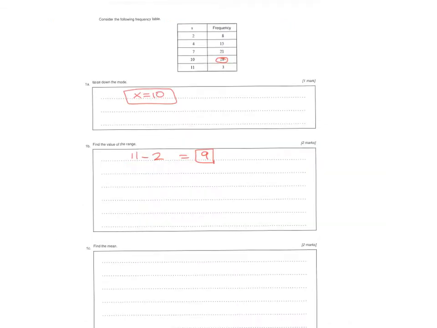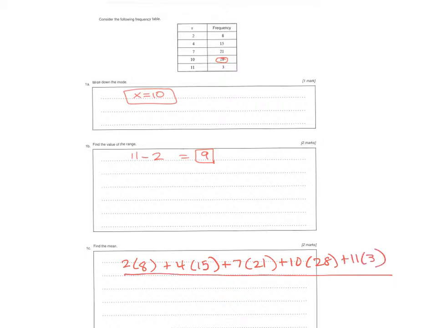The next one says find the mean, and there is a way we could do this by hand. The way that would be to say 2 times 8 plus 4 times 15 plus 7 times 21 plus 10 times 28 plus 11 times 3, all divided by the total frequencies. So that's 8 plus 15 plus 21 plus 28 plus 3.